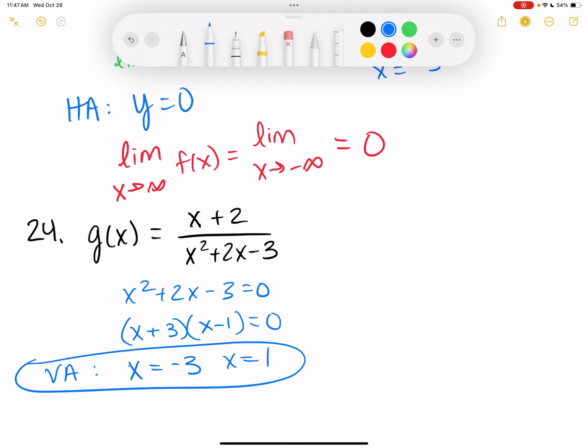All right, what about horizontal asymptotes? Put your 1 on top and the bigger degree on bottom, y equals 0. Yep. Now, I have to find intercepts.